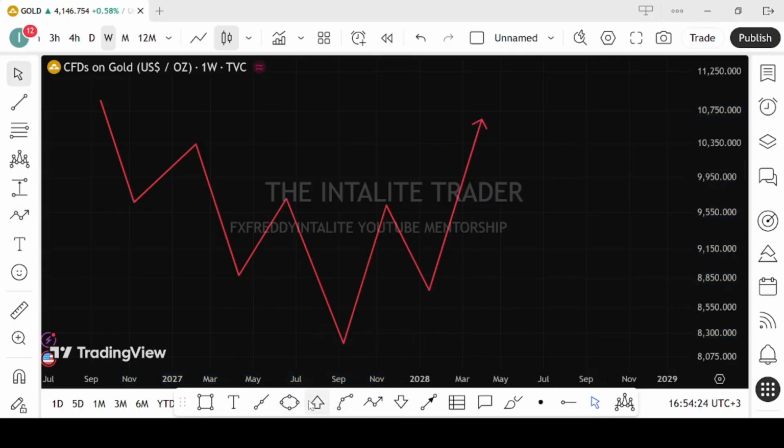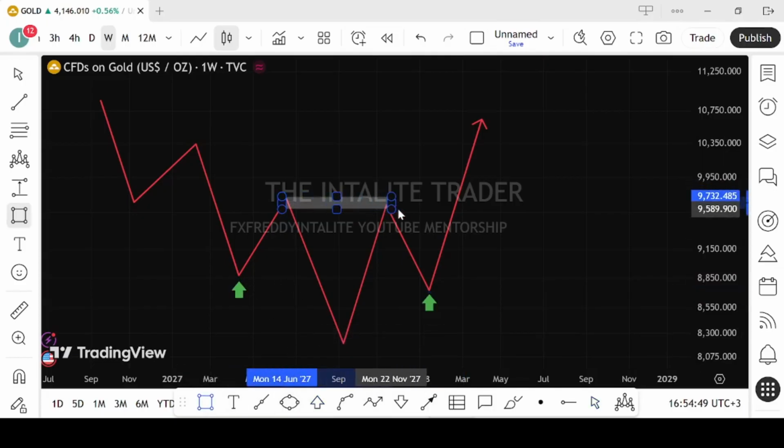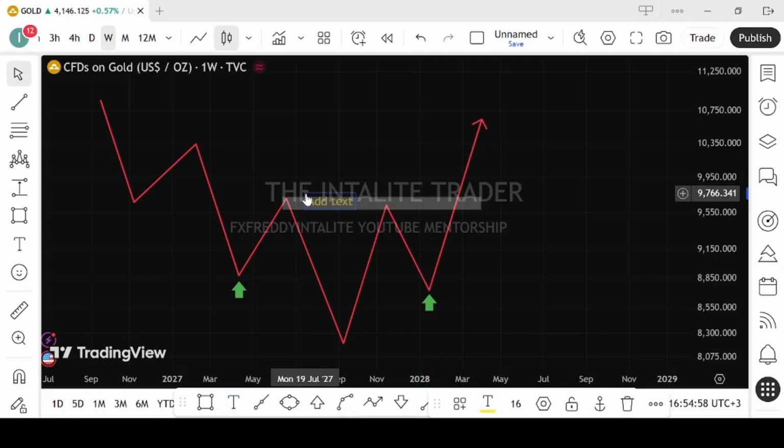This one is an inverse head and shoulder pattern. Why? Price gave you equal lows here. It also gave you equal highs, forming a neckline. Let me mark it for you. This is a neckline.